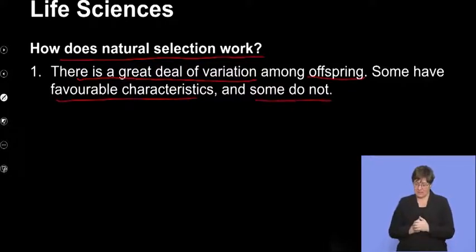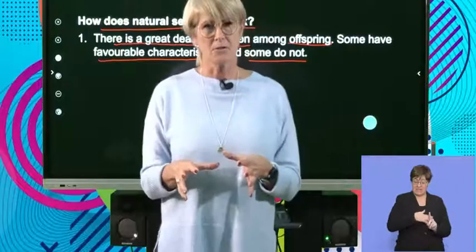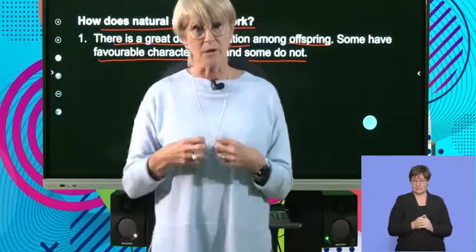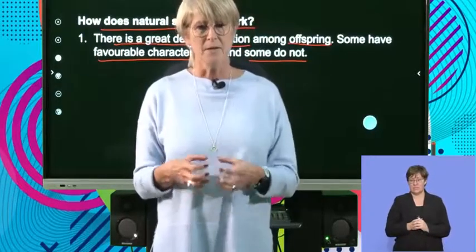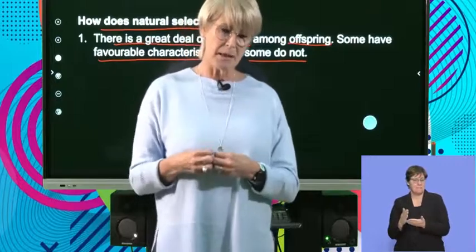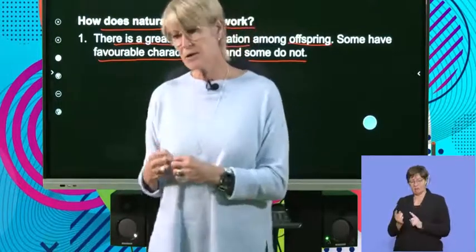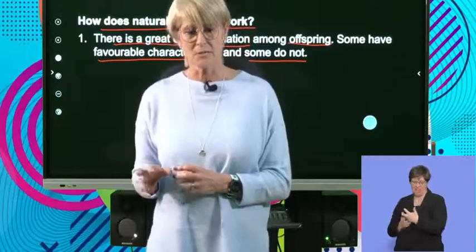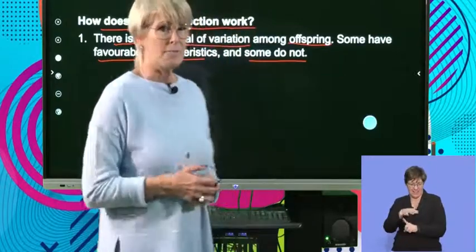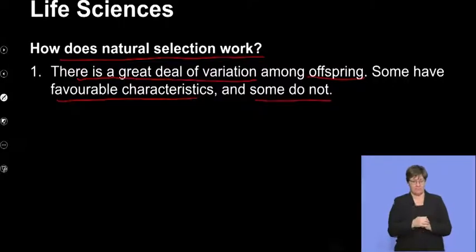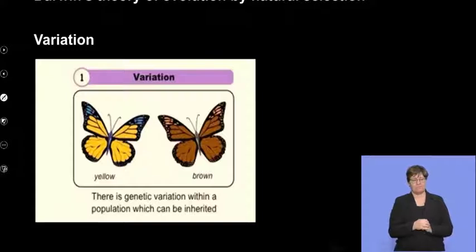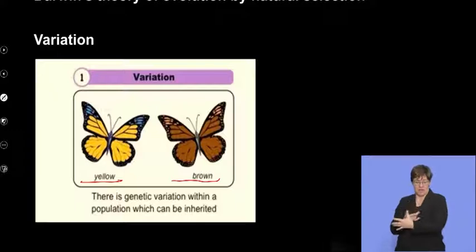Depending on the environmental conditions that those organisms live in, there are some characteristics that would make them better suited for those environmental conditions. And then there are those that are not so well suited, and that is what happens in a population. All right, so here our example again is the yellow butterfly and the brown butterfly, so there is genetic variation within that population.